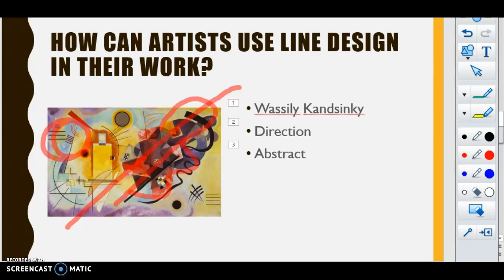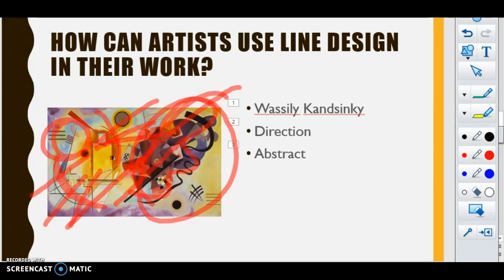In my personal opinion, these lines keep it interesting. They keep it going. They make your eyes move throughout the whole entire way. So Wassily just doesn't have all of his lines on one side. He has them kind of equally distributed throughout.